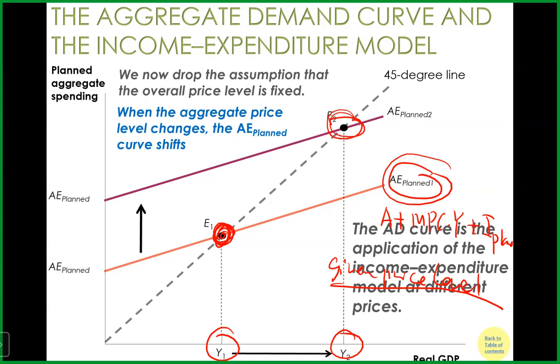know this aggregate expenditure function, and you have the 45 degree line. They cross each other, and it gives you the aggregate demand. And the reason you have these two dots is because there are two different price levels, right? And why does the price level change cause the aggregate expenditure function to move in a particular direction? That is coming from previous slides: income effect, wealth effect and interest rate effect.